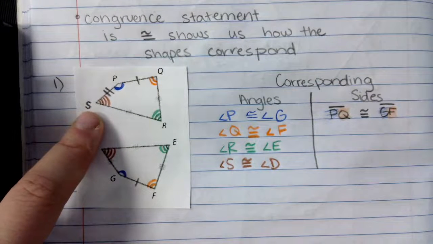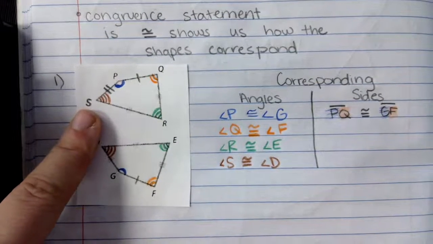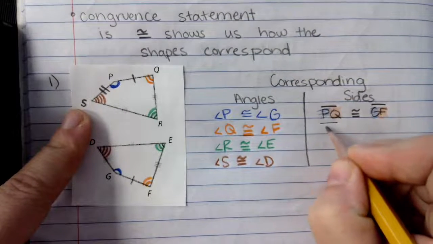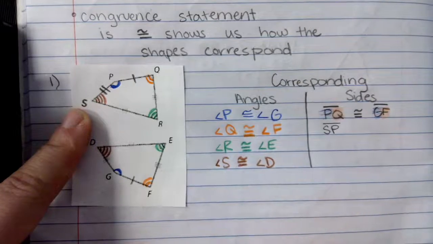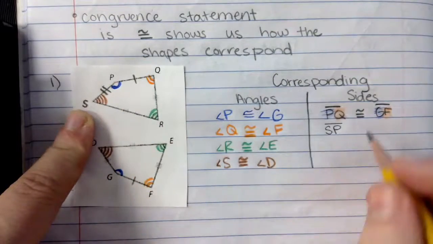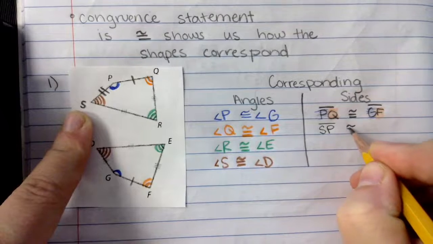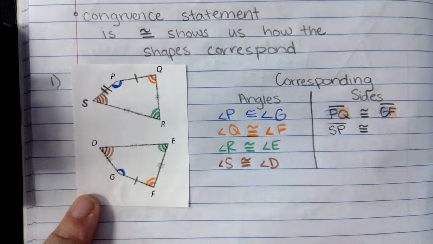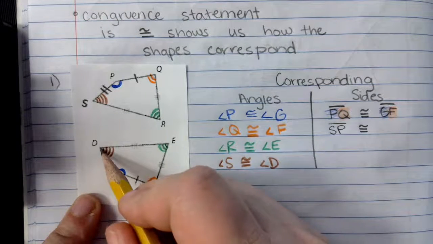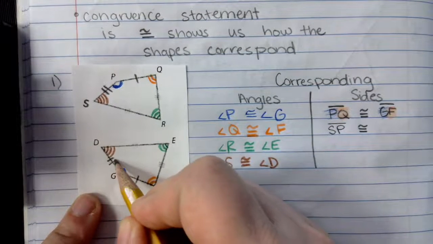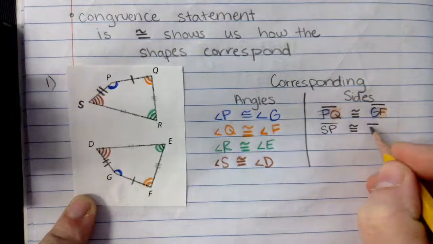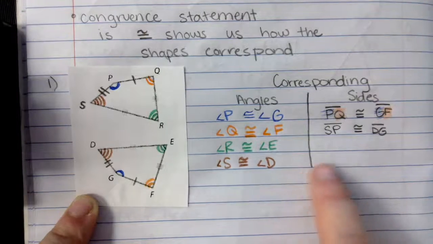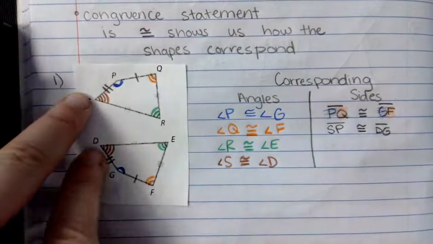Okay, S to P is going to be congruent to which line down here? D to G, yep. And does that correspond, that S goes with D, and then it goes to the blue, P and G? So when we look at those sides, we're connecting the same colors. It's going from brown to blue, or blue to brown.